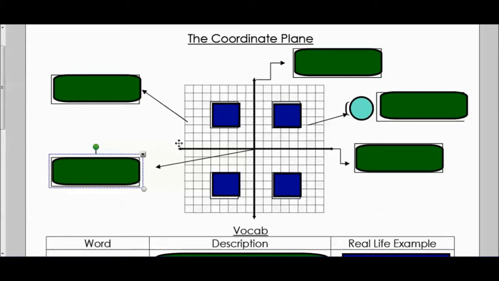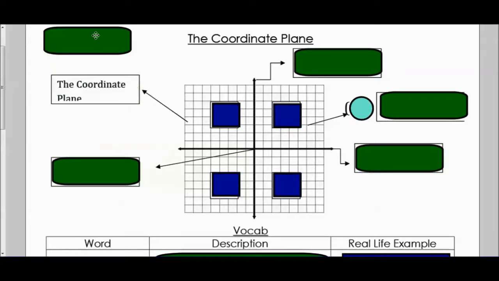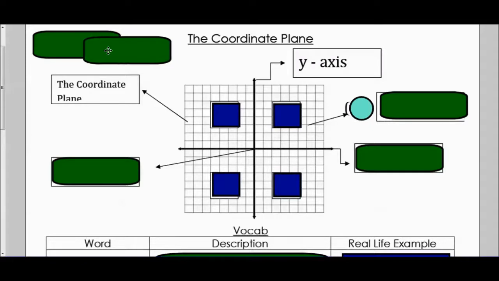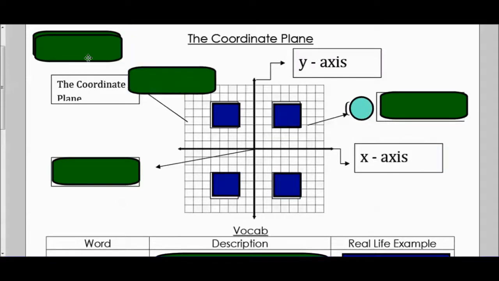The x coordinate is telling us how far to the left and right it goes. The y coordinate tells us how high up or down it goes. So the coordinate plane is actually the surface that we're plotting on. It's this grid system here. The y-axis goes up and down, and the x-axis goes left and right.